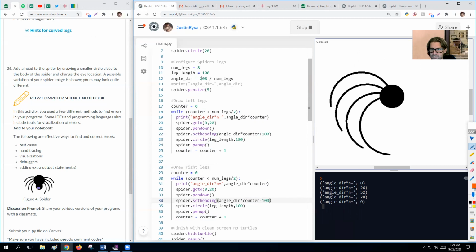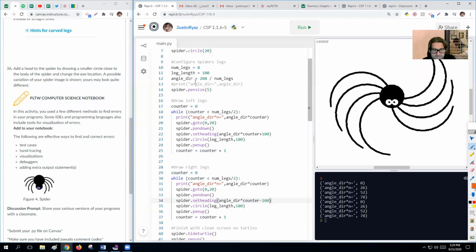There. Okay, but the circle is being drawn the opposite way. We need to flip these legs there. So let's take a second here. Think about what we know about making a circle and how we can flip that direction.